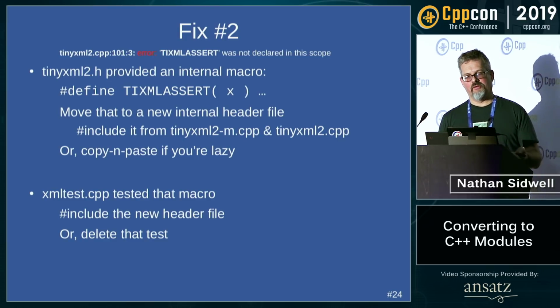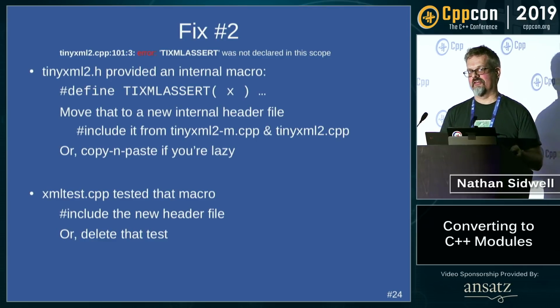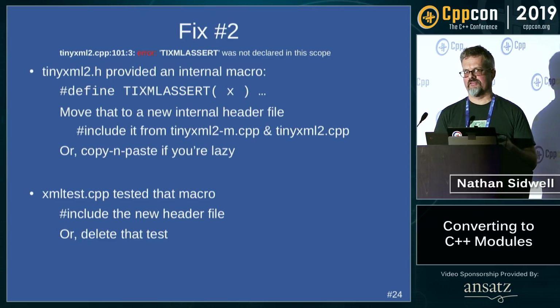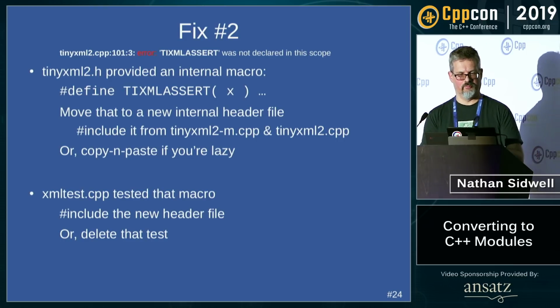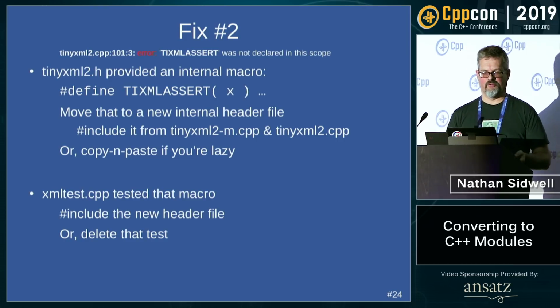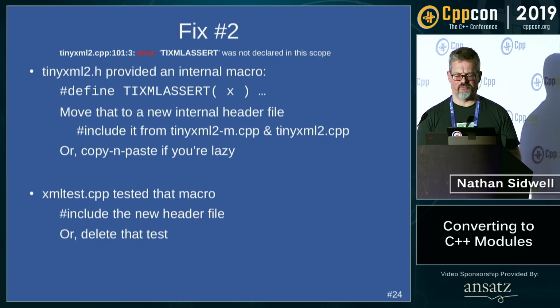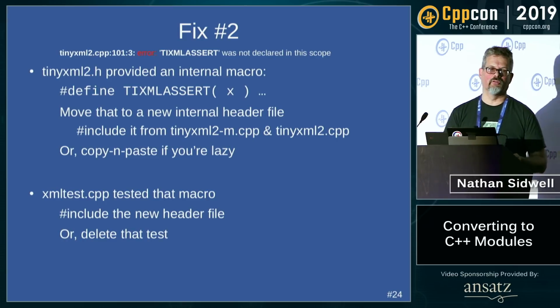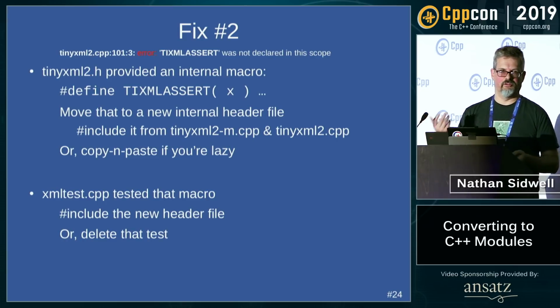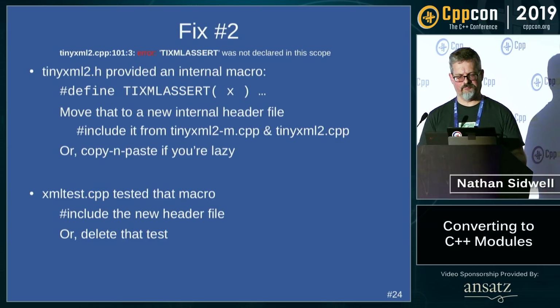And of course, the XML test, the test program, tested this macro, but it actually tested this macro passed. But of course, this macro was being tested implicitly because it was in all the bits of code paths that were being tested by the XML test. You don't really need an explicit test in that, so I just deleted it. But you can do the same thing if you abstracted it into an internal header file. Okay?